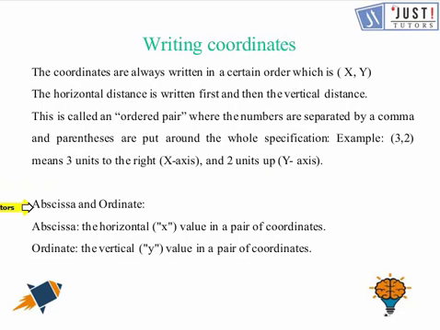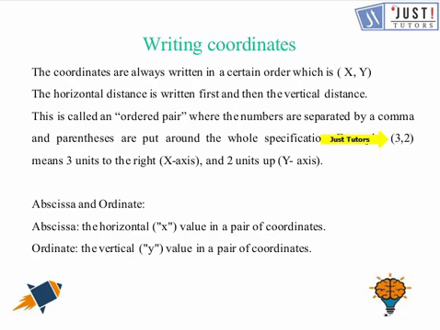And then we've got 2 terms, which is abscissa and ordinate. So abscissa is the horizontal value in a pair of coordinates, that is the x value. So in this case, the abscissa would be 3. Ordinate is the vertical value in a pair of coordinates, that's the y value. So the ordinate for this example is going to be 2.